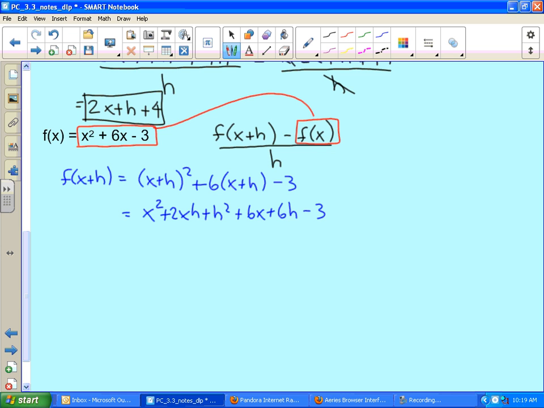So now we have the f of x plus h part. We're going to remove from that our x squared plus 6x minus 3 part, and then we're going to divide this whole thing by h. So we're going to subtract out of it x squared plus 6x minus 3. Divide by h.